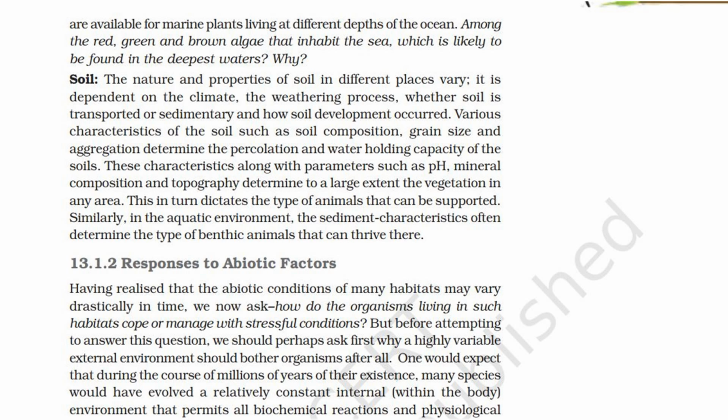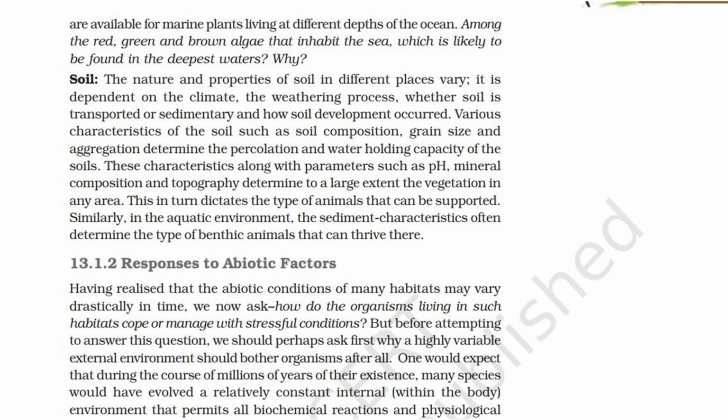It is dependent on the climate, the weathering process, whether soil is transported or sedimentary, and how soil development occurred. Various characteristics of the soil such as soil composition, grain size and aggregation determine the percolation and water holding capacity of the soils. These characteristics, along with parameters such as pH, mineral composition and topography, determine to a large extent the vegetation in any area. This in turn dictates the type of animals that can be supported. Similarly, in the aquatic environment, the sediment characteristics often determine the type of benthic animals that can thrive there.